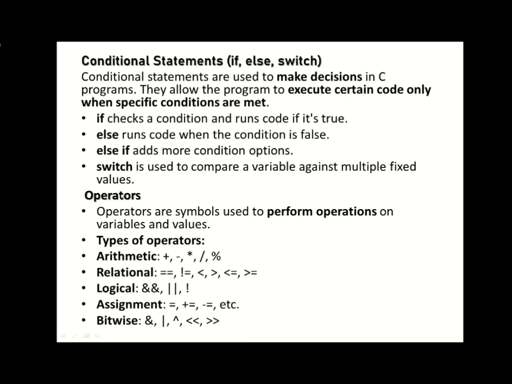Then we've got operators in C. Operators are symbols used to perform operations on variables and values. Types of operators: we've got arithmetic operators like plus, minus, multiplication, division, modulo. Relational: equal to, not equal to, greater than, smaller than, and so on. Logical operators like and, or, not. Assignment: equal to, plus equal to, minus equal to, etc. Bitwise: and, or, and so on. These are the operators used in the C programming language.